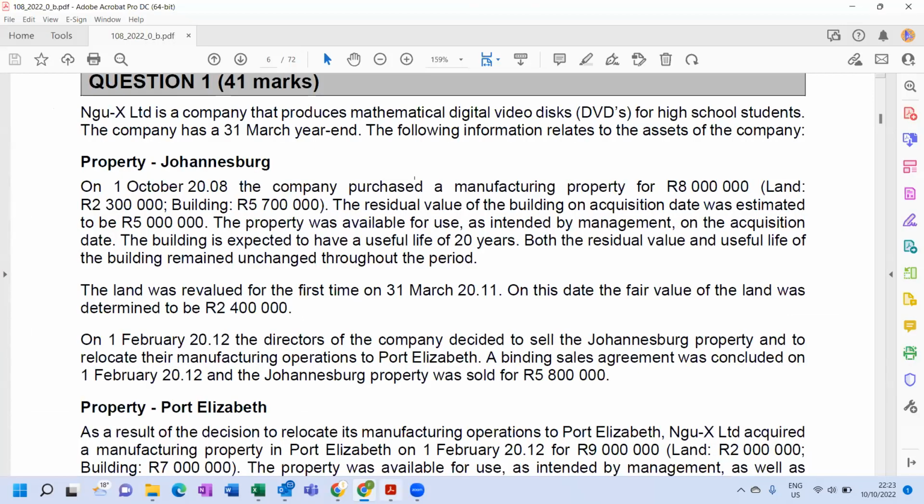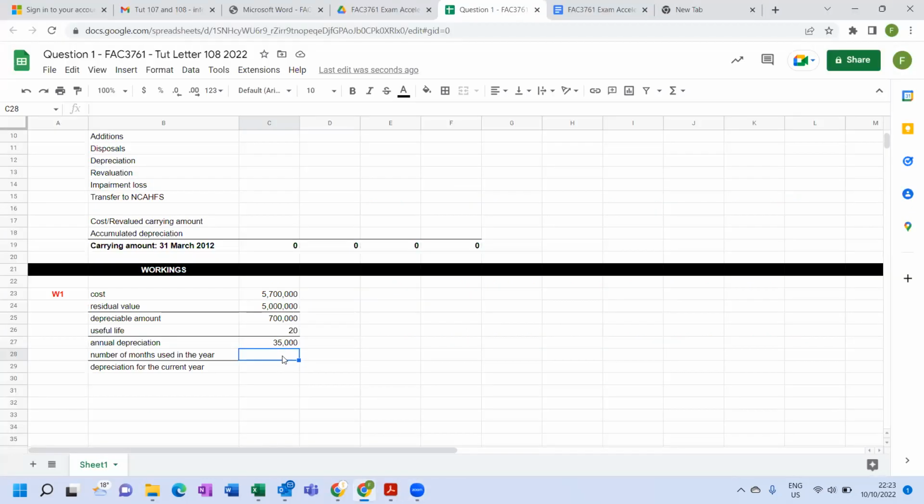Now remember, they told us there was a change on 1 February 2012. So 1 April 2011 to 1 February 2012 is 10 months, because the financial year end is 31 March. That means we never used it in February and March, so 2 months out of the full year of 12 months. So 12 minus 2 gives us the number of months we have used it for in the year.